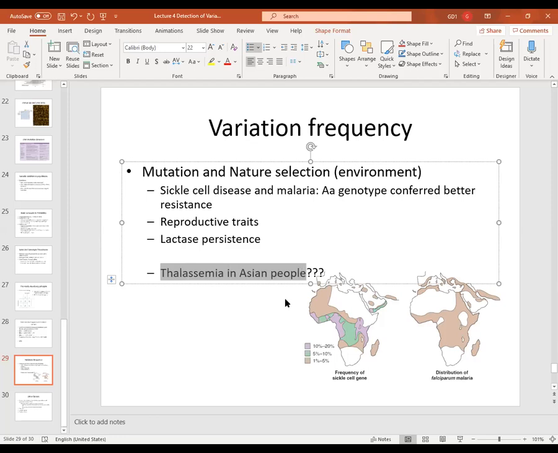I am also thinking about thalassemia in Asian people. That's my idea, I don't know if somebody has studied it or not. Thalassemia is a disease related to the beta globin gene, right? These countries also suffer from it, similar to malaria. Think about the Asian people, Vietnam, Thailand, Malaysia, or Indonesia, they also suffer from thalassemia. There may be a relationship between thalassemia and the mosquito.